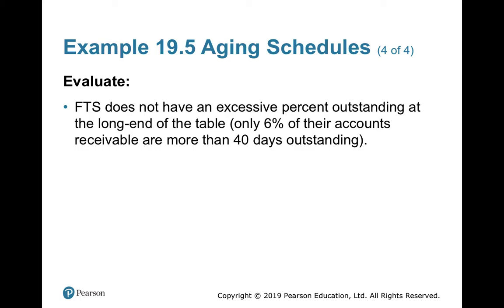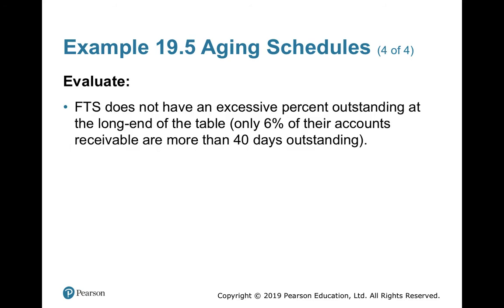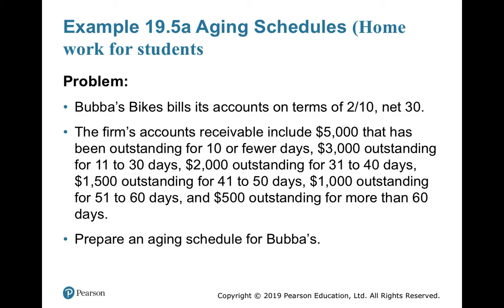So FTS does not have an excessive percentage outstanding in the long-term bucket. Only 6% of their accounts receivable is more than 40 days. So controlling 6% is easier. 41 to 50, 3.8. 51 to 60, 1.9. More than 60, 0.4. So a total of around 6% is more than 40 days. So it is easy to control them, sit with them. This is a homework question for you: 2/10 net 30, and you prepare the aging schedule.